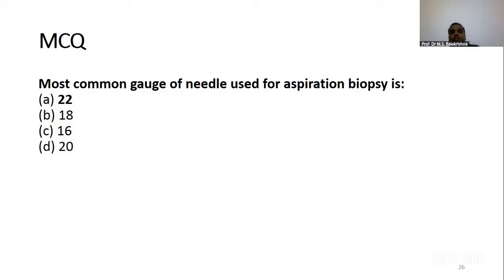So 22 is for aspiration cytology, and for core needle biopsy, 14 to 18. And for bone marrow aspiration, 16 to 18 gauge needle is used. So please be very specific about this particular question and its explanation. Answer is 22 gauge for this particular question. Next question.